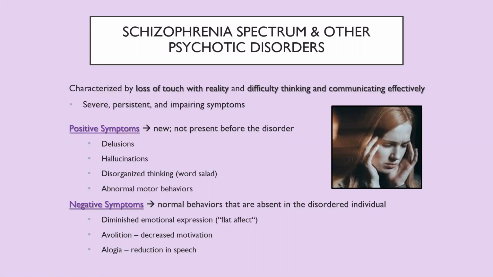It's characterized, well, let's talk about all of them first. They're all characterized by a loss of touch with reality and difficulty thinking and communicating effectively. So abnormal thoughts and some abnormal speech patterns can become apparent. We have what are called positive symptoms and negative symptoms. Positive symptoms you can think of as being added. There's something new.